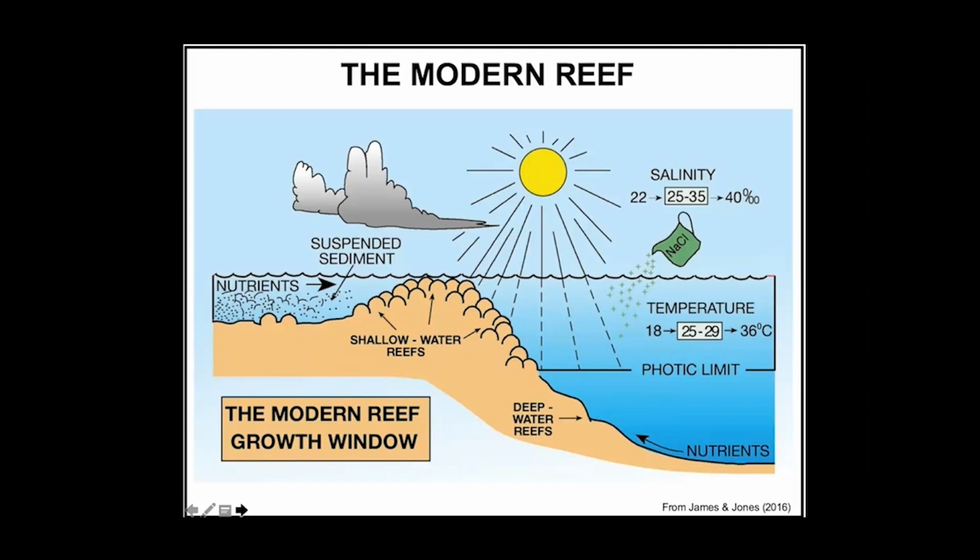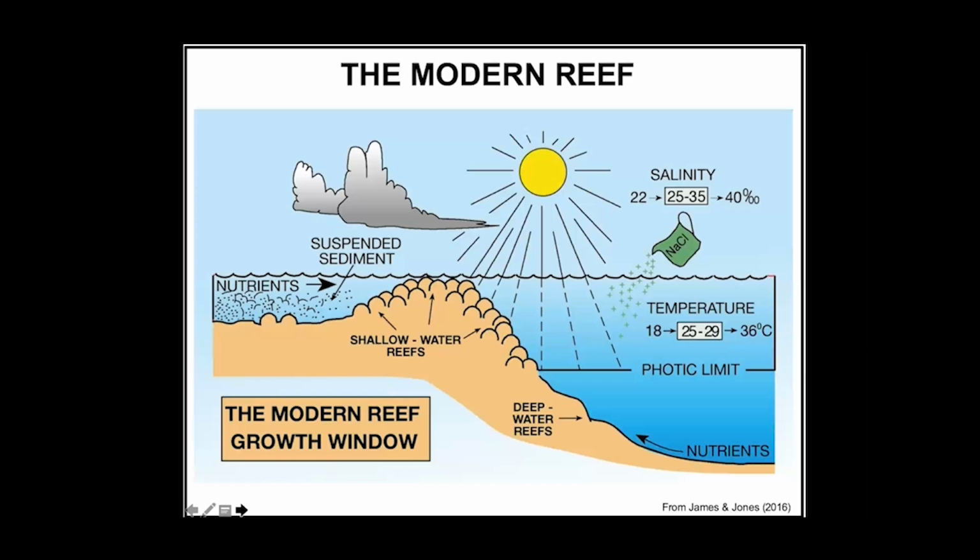Corals, modern reefs, and corals also require very well-defined environmental conditions. This is in addition to the fact that they require the zooxanthellae. Salinity must be what we would call normal salinity, so between 25 and 35 parts per thousand. If the salinity goes too low or too high, the coral will die. They just can't tolerate really high salinities or fresh water.